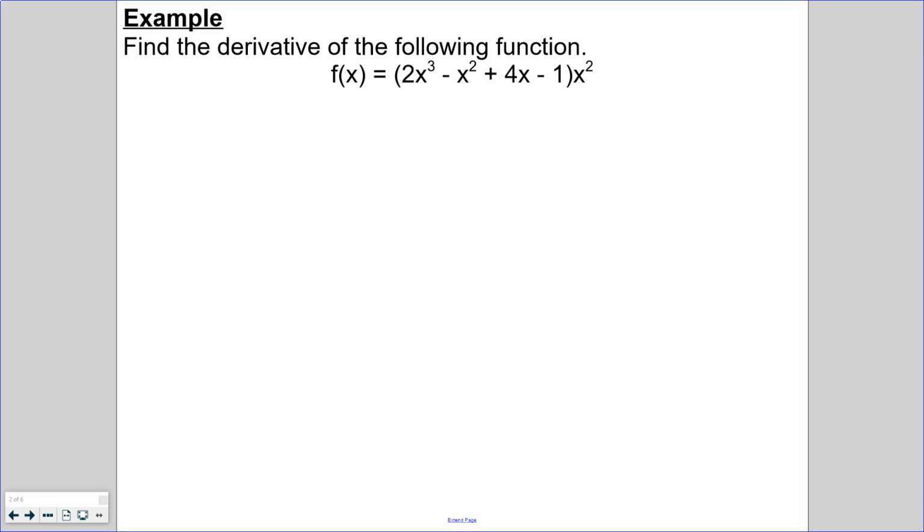Now, so far based on what we've seen with derivatives, you might think, well, I can just take the derivative of each of the items being multiplied, meaning f prime of x is just going to be the derivative of 2x cubed minus x squared plus 4x minus 1 times the derivative of x squared. And if you did that, you would be 100% incorrect. And let's chat about why.